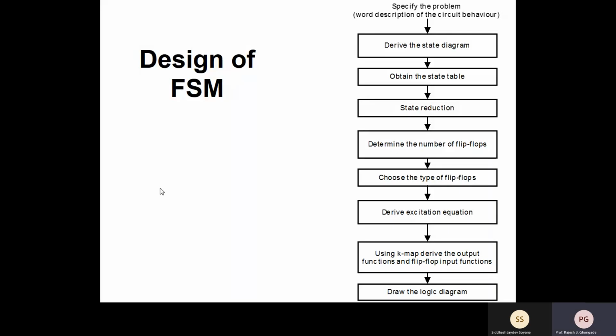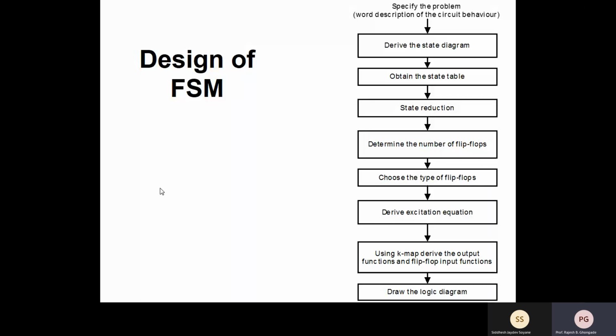So whenever we start design, it's always with the word description of the circuit behavior. In simple words, it is the specification. The word description has to be converted into specification. That part is already done over here in this case. So we specify the problem. It is nothing but the word description of the circuit behavior. We start with derivation of the state diagram, the one that we have already seen. A similar kind of state diagram has to be drawn.